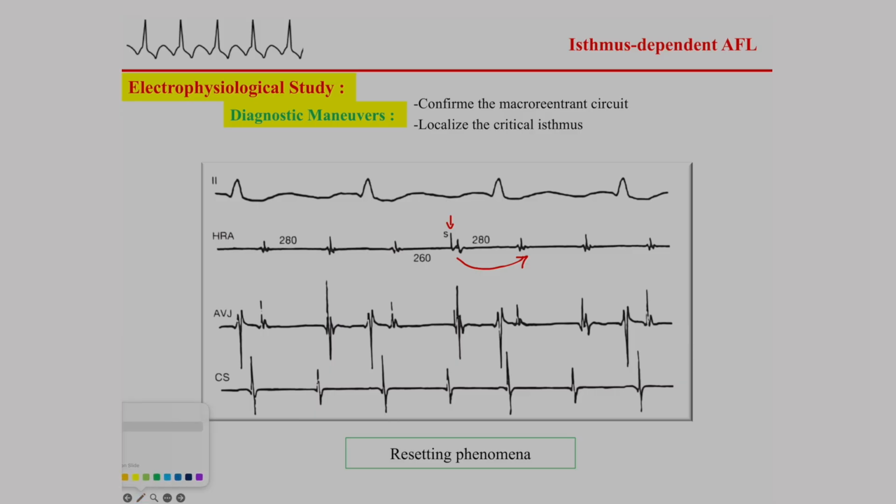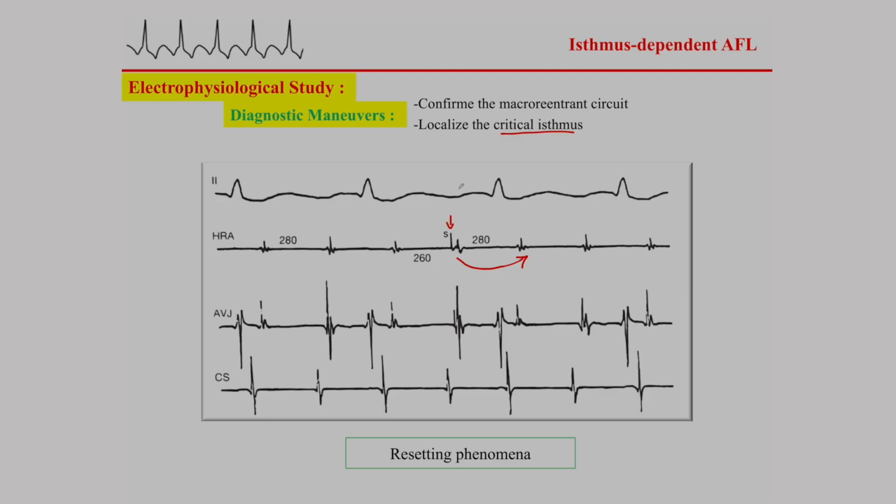So now, after examining the features of atrial activation, we will start some diagnostic maneuvers. The goal is to confirm the macro-reentrant circuit, which is very important, and of course to localize the critical circuit. We know that for isthmus-dependent flutter, the CTI is our target for ablation, the critical isthmus.